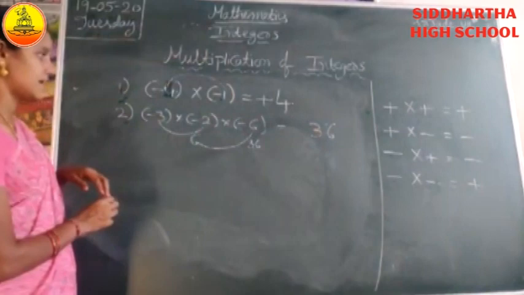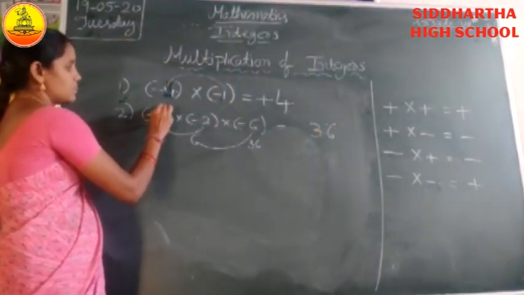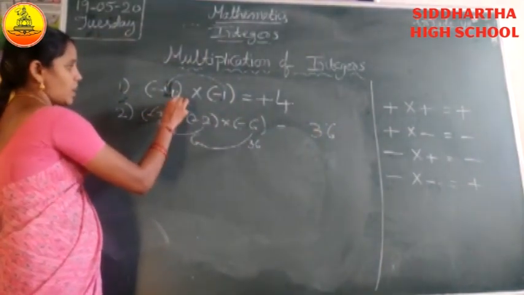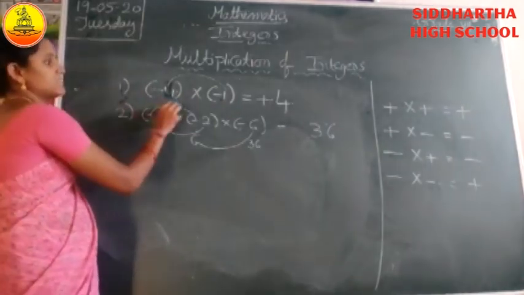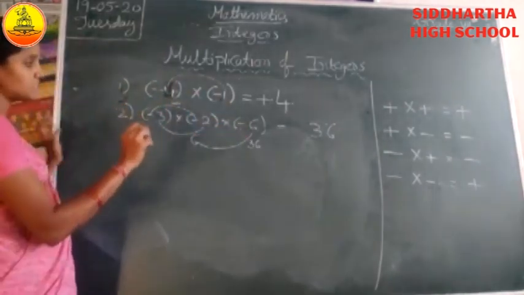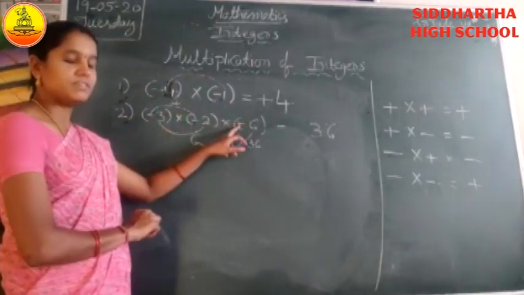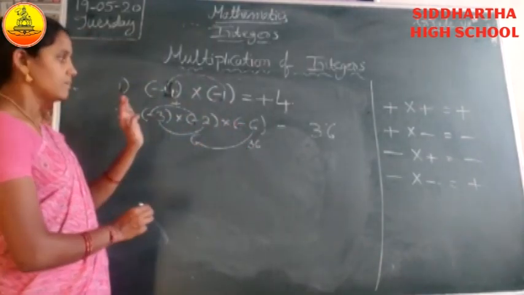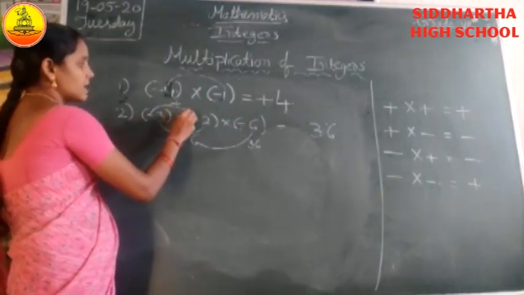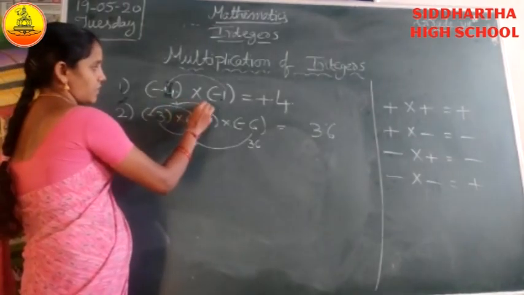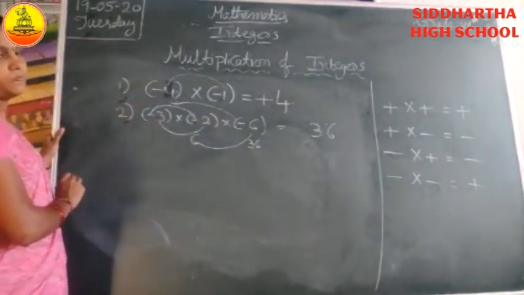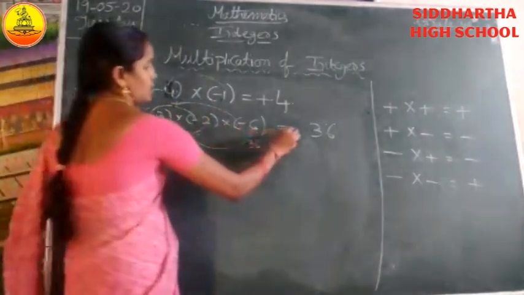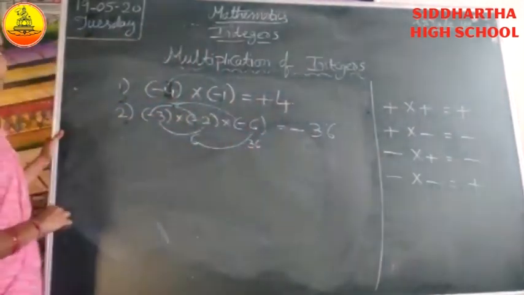Now multiply the signs. Here you see minus into minus, plus. We got here plus. With this plus sign you multiply the next minus sign, one multiplication at a time. So what you got here? Plus sign you got here. So with this plus sign you have to do the third one. So plus into minus, the result is negative.